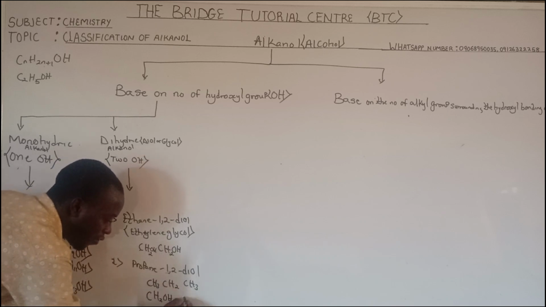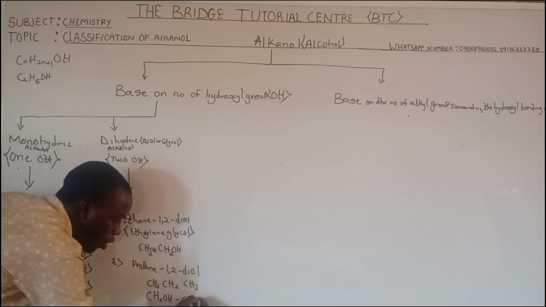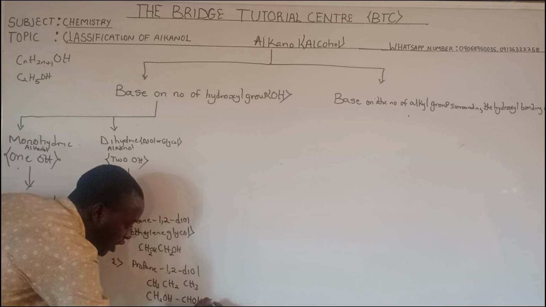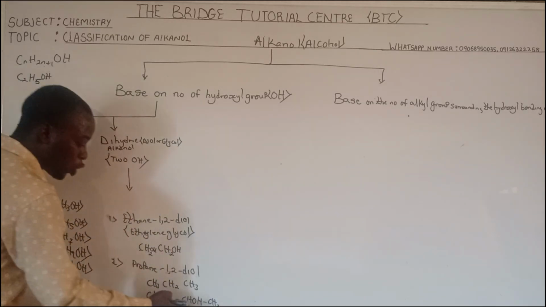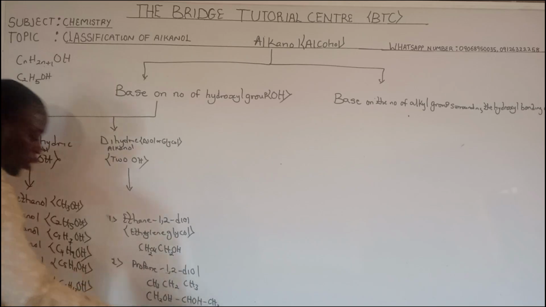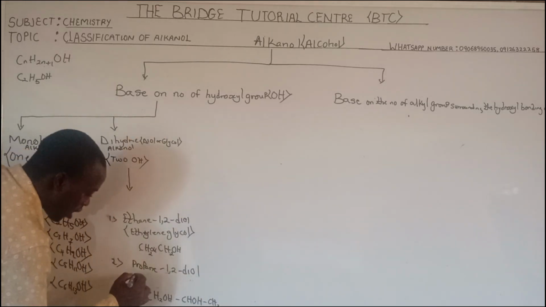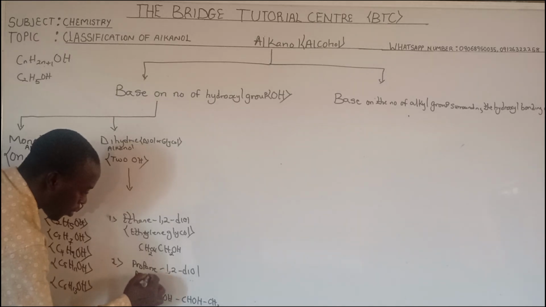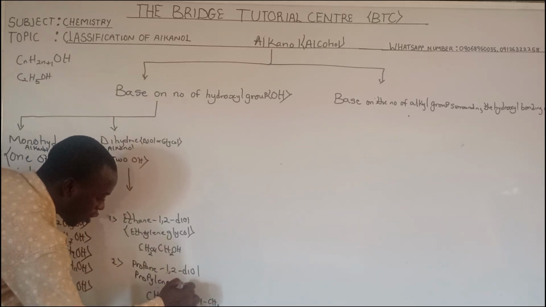Then what about this one? What do we have? We have CH. You remove one hydrogen, replace it by OH. Then we have CH3. So this is the formula for propane-1,2-diol. Or you can also call it what? You can also call it propylene glycol. So that's another name.